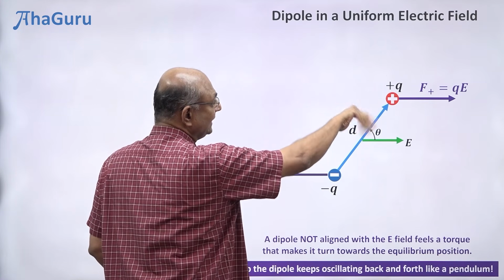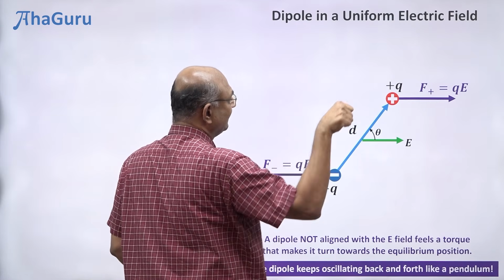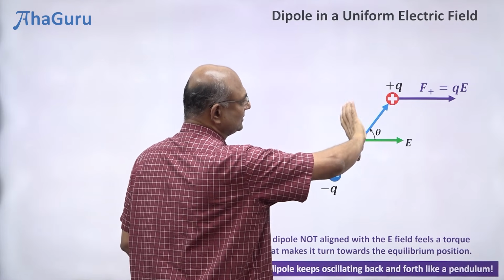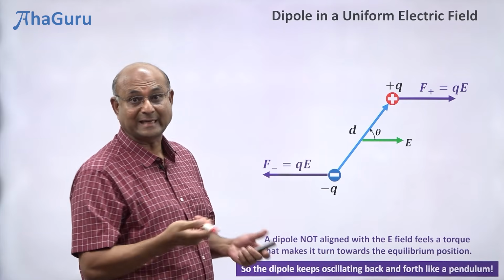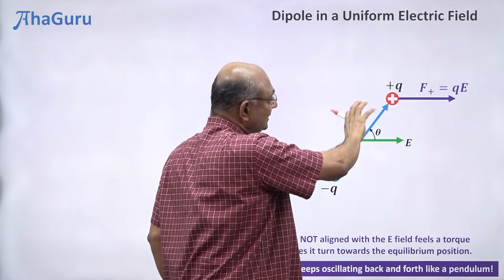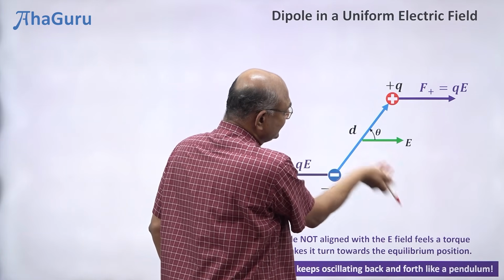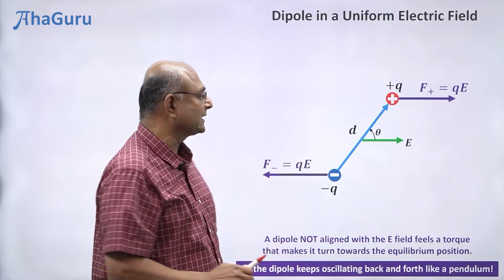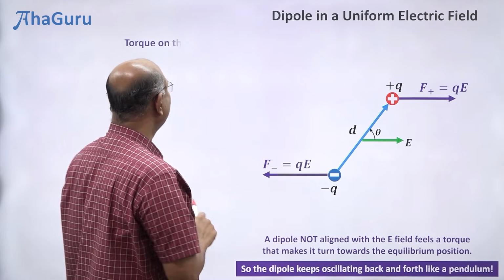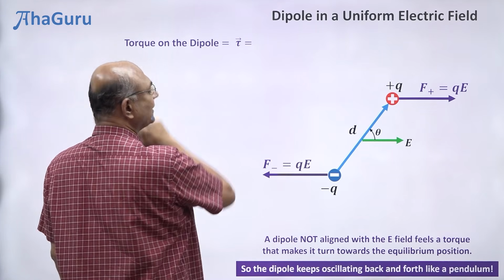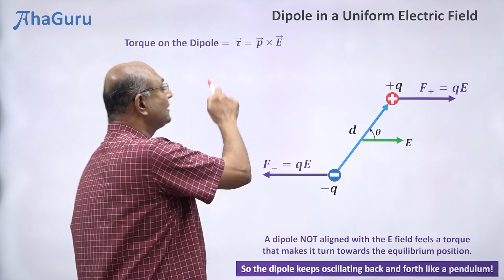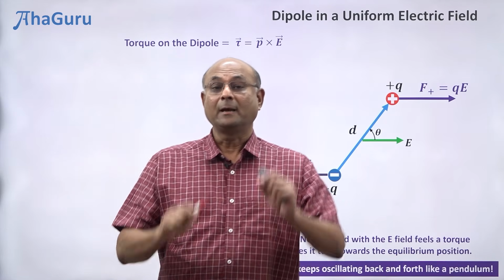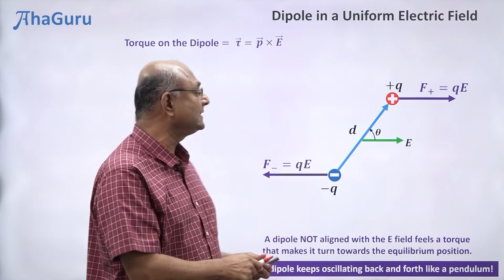P cross E will be pointing in the direction going into the board, which actually tells you that the torque is this way, which is exactly right now. You know the torque. In this position, the torque will be like this. When the dipole is pointing that way, the torque will be in the opposite direction. So for this position, let me write the torque on the dipole formula. Tau is equal to P cross E. Now what is P cross E? P into E into sine theta.